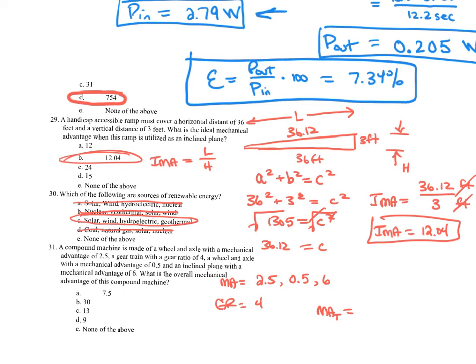Total mechanical advantage is the product of the individual mechanical advantages that make up your system. It's not a combination of mechanical advantage and gear ratio. So you're not going to multiply this value through. So we end up with a total mechanical advantage by multiplying these 3 values of 7.5.